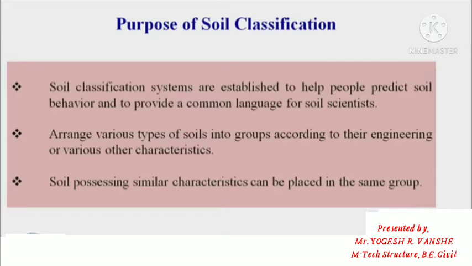Now let us see the purpose of soil classification. Soil classification systems are established to help people predict soil behavior and to provide a common language for soil scientists. Another purpose is to arrange the various types of soil into groups according to their engineering or other characteristics, and soil possessing similar characteristics can be placed in the same group. So the sole purpose of soil classification is to group the soil into different categories based on their properties.